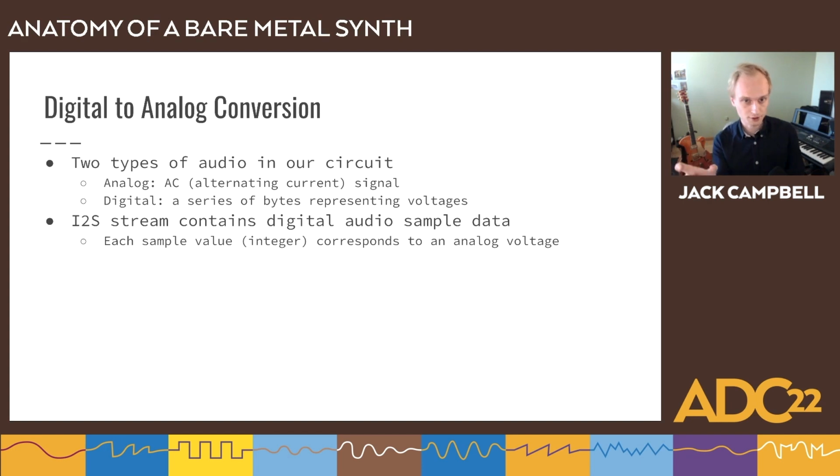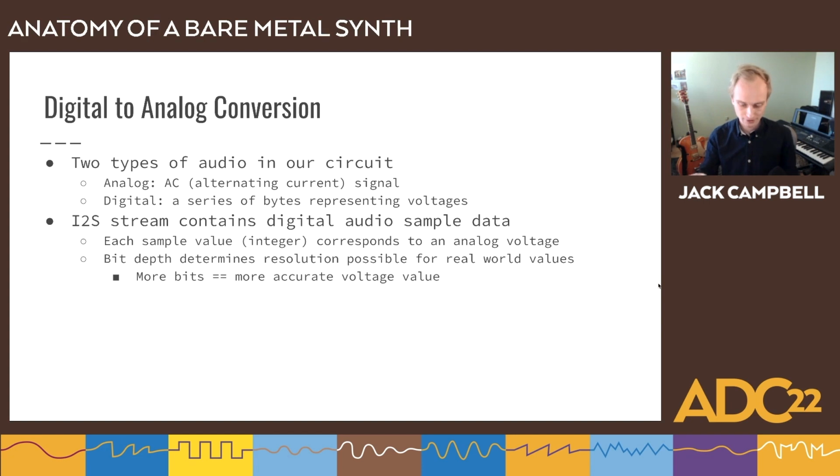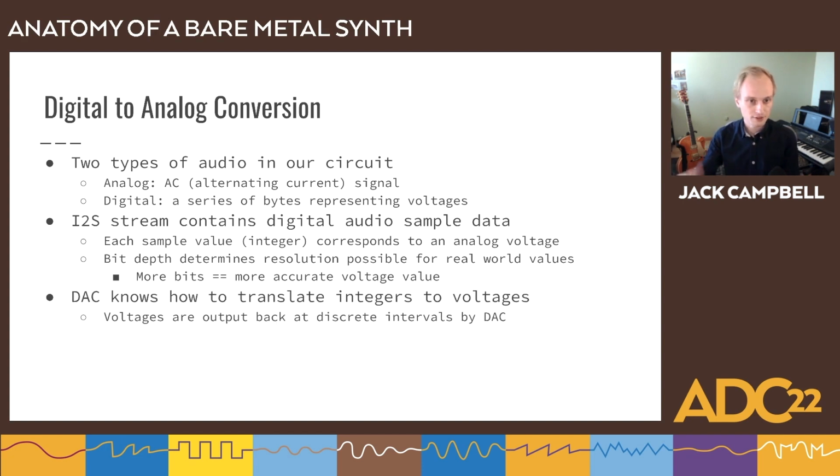Each one of our audio samples corresponds to an analog voltage, and depending on what your bit depth is set to, you get this weird kind of aliasing or less resolution if your bit depth is too low, because the same value will correspond to multiple voltages. And then the digital to analog converter knows how to output those voltages at a fixed rate and then drive a speaker.